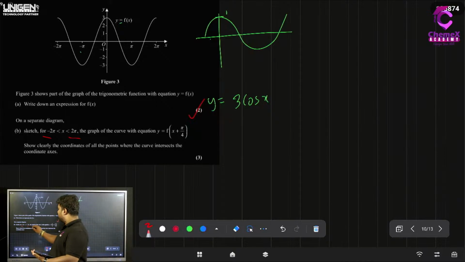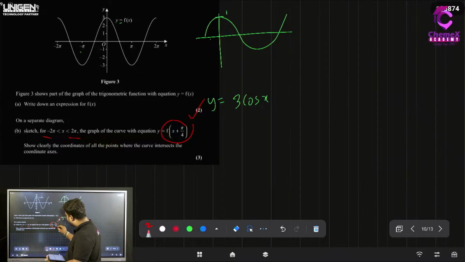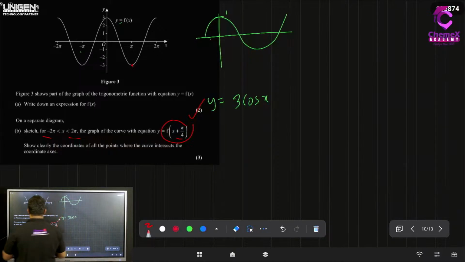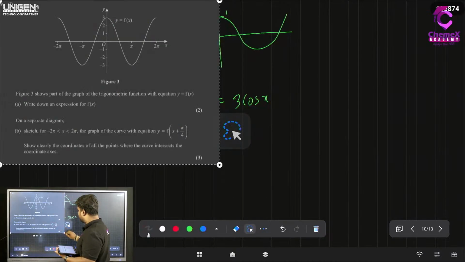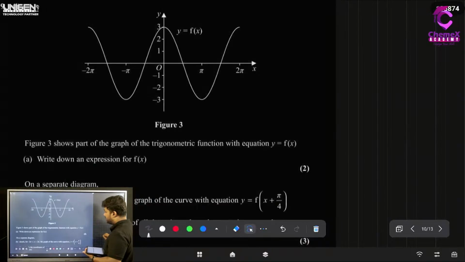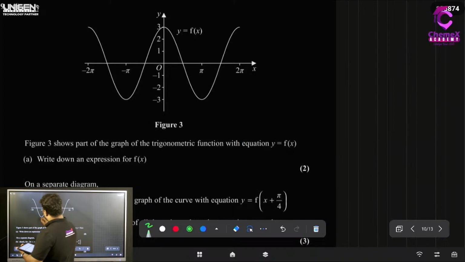Between minus 2 pi and 2 pi, you had to draw f of x plus pi over 4. If it's x plus pi over 4, what happens? Each point moves to this side by 1 over 4 pi, right? So if I draw it here itself, let me make it larger for you. Alright, if I draw it here itself, so this was at pi. So what will happen?